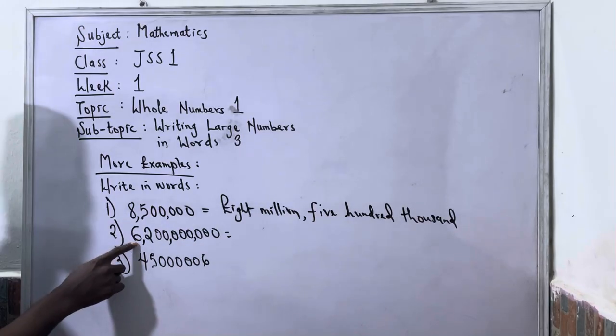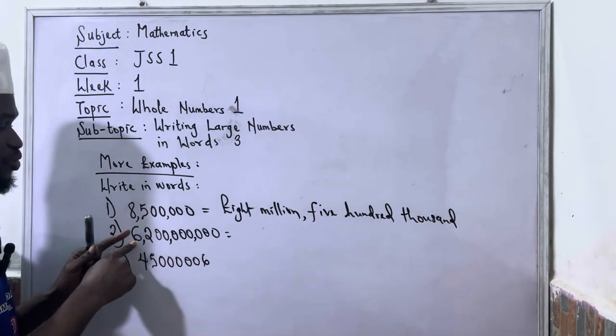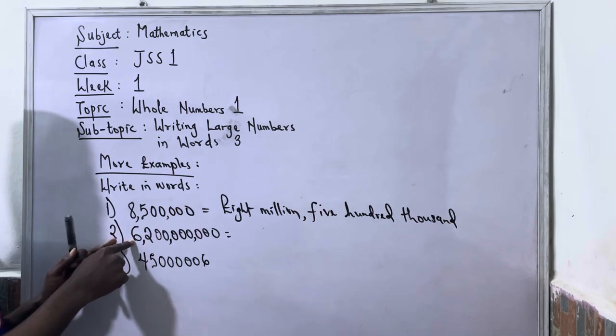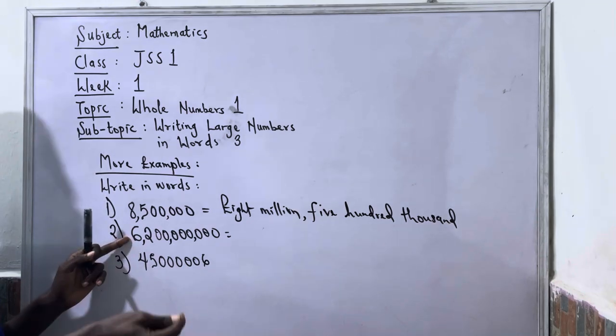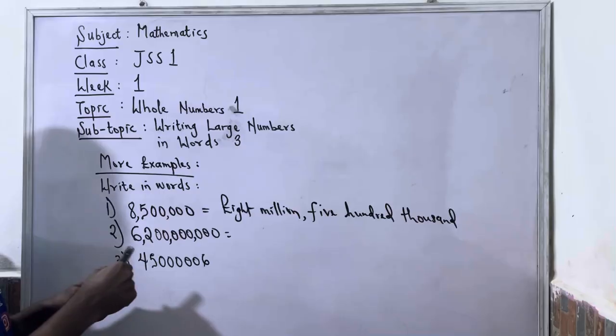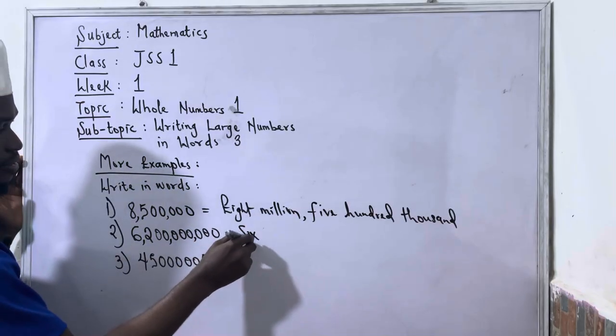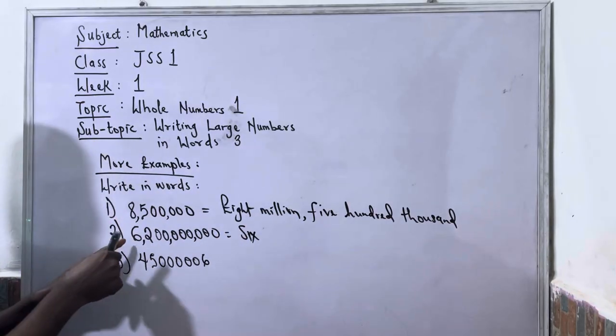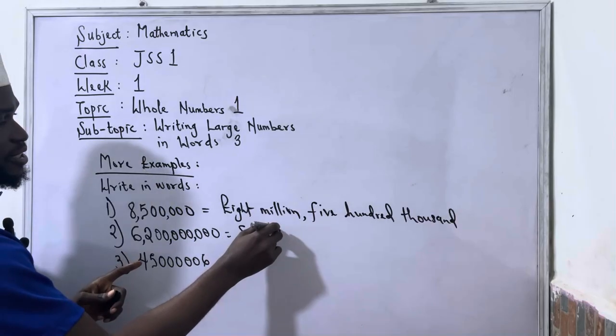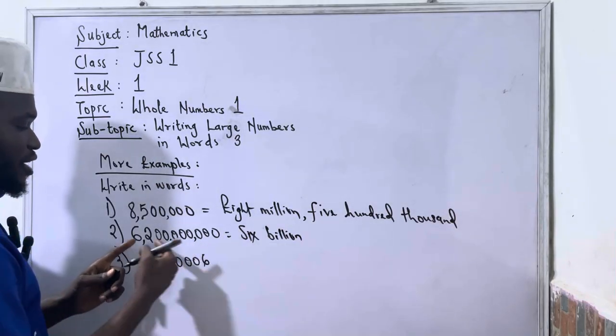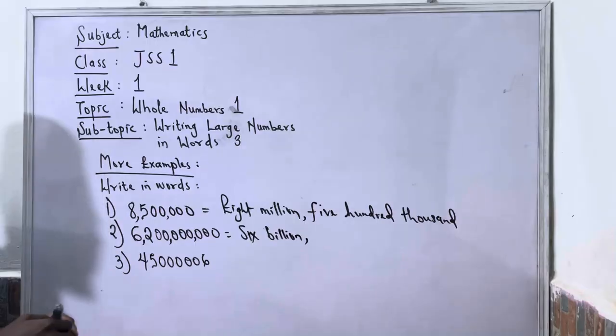So this is 6 billion. You have to pronounce the family member first, then you end it with the family name. This is 6. So what family does it belong to? That's billion. All right, 6 billion. So after this family, I'm going to put comma.